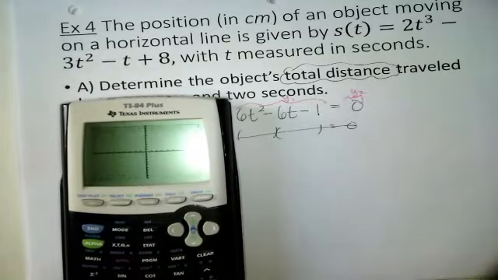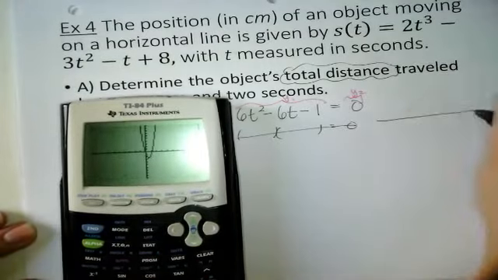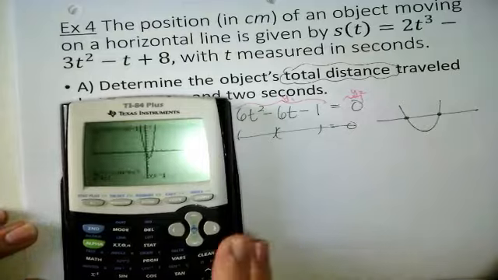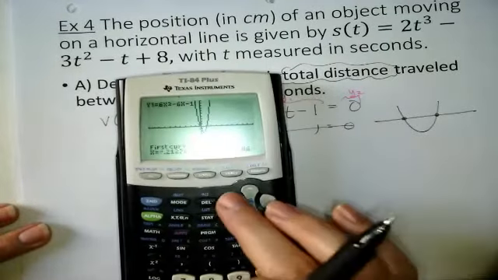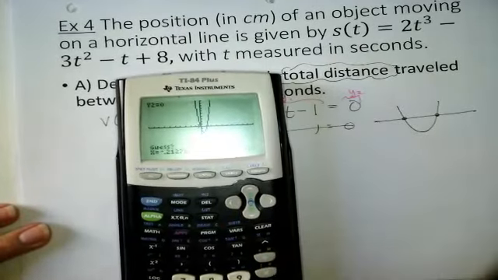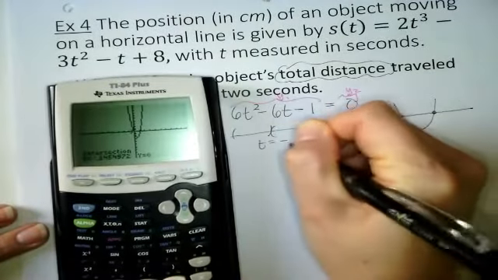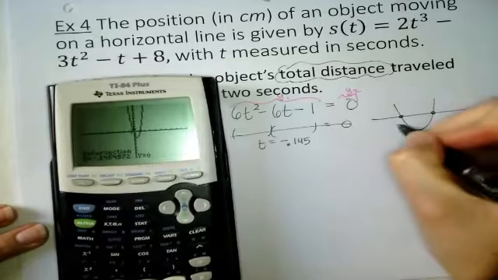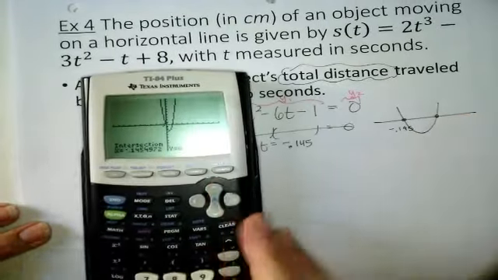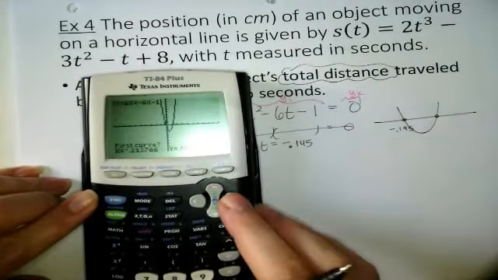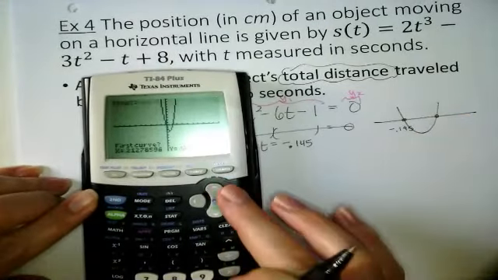I'm going to do a zoom standard. So you can see that it's just this little parabola, and we want to know these points of intersection right here, the zeros. So I'm going to calculate the intersection, number 5. I'm going to move Tinkerbell close to that intersection and do enter, enter, enter, and I get t equals negative 0.145. And I'm going to do it again. Second, calculate the intersection. I'm going to move Tinkerbell over and do enter, enter, enter. And we get 1.145 for that second point.